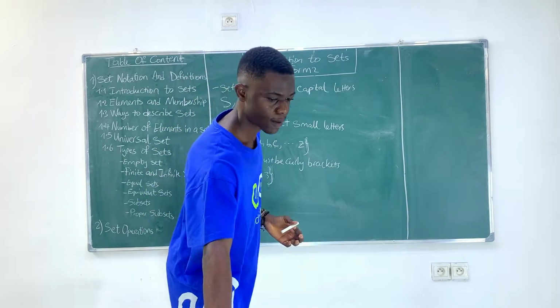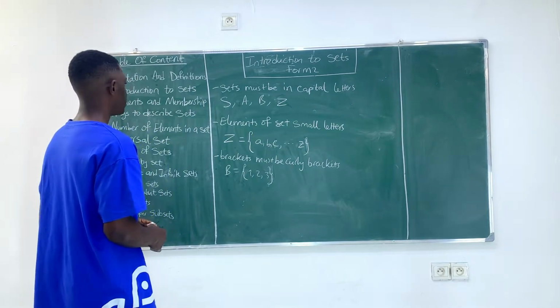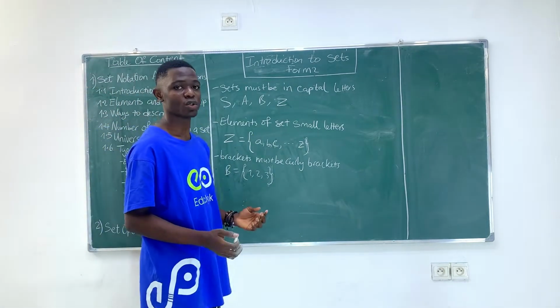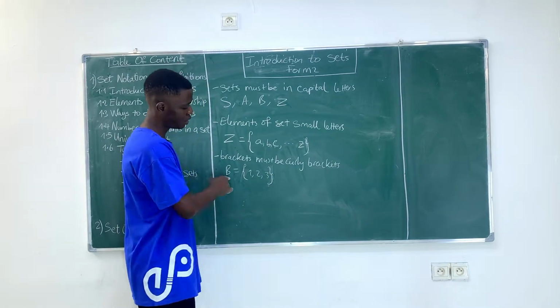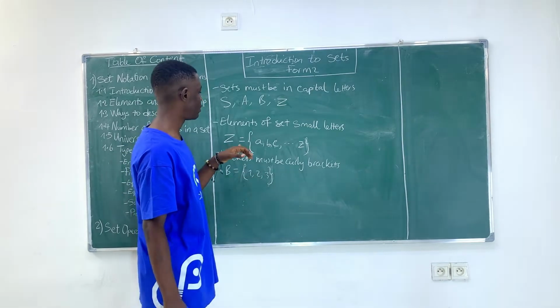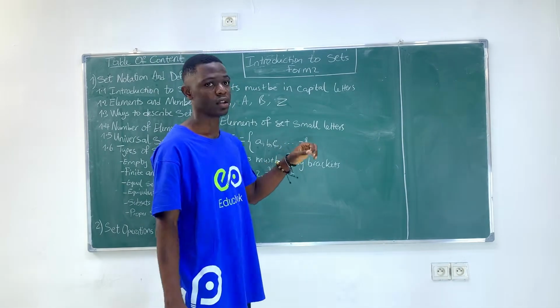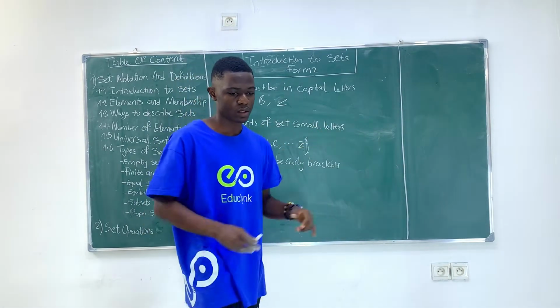So what next? How do you name it? You say set B has elements 1, 2, and 3. Set Z has elements a, b, c all the way through z. So yeah, that's it.